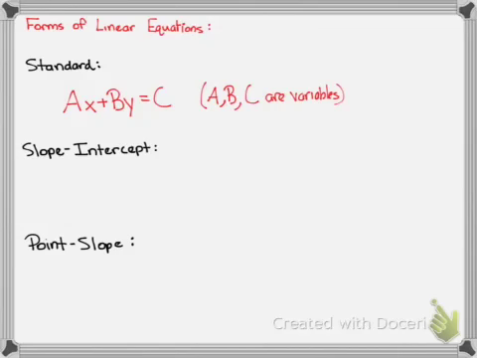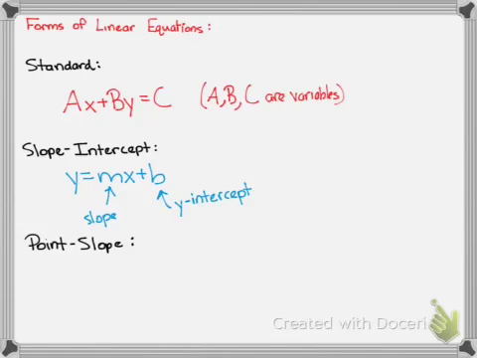Alright, so let's look at the next one. The next one is slope-intercept. This is by far the most common one, the one that you will see over and over and over again. Slope-intercept form is y equals mx plus b. Here we need to know a few things. First of all, m is the slope of our line, and b is the y-intercept. And again, this is the one we are going to see and look at the most.